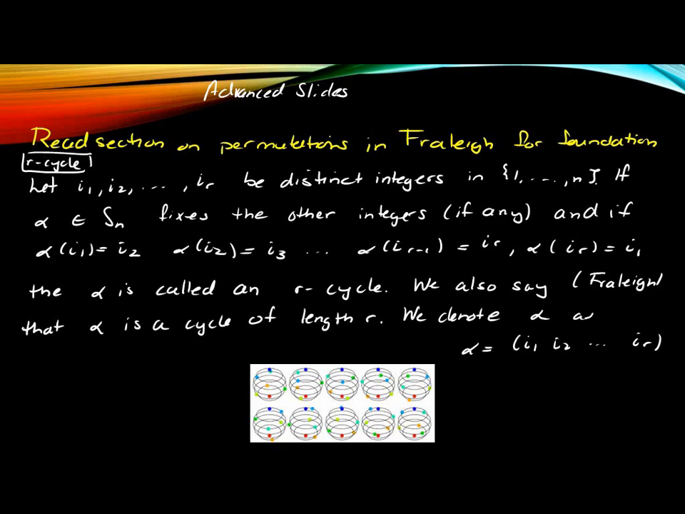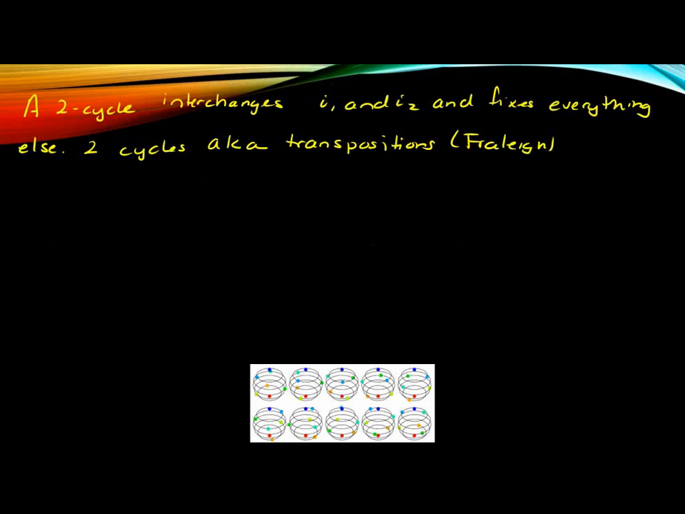This is in Fraleigh, actually. He does talk about cycles. I'm not quite sure if he uses math notation to talk about it, but it's talked about in his book. A 2-cycle interchanges i1 and i2, and it fixes everything else. 2-cycles are also called transpositions, and that's definitely talked about in Fraleigh.